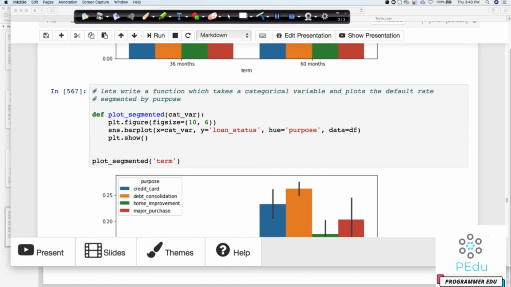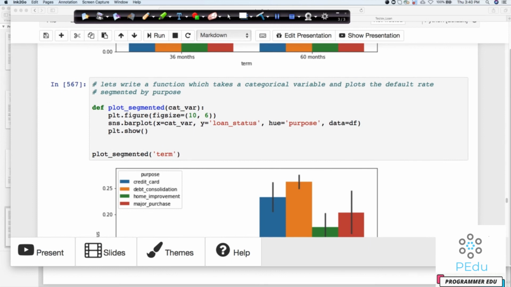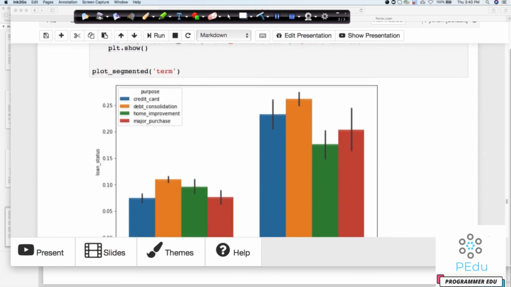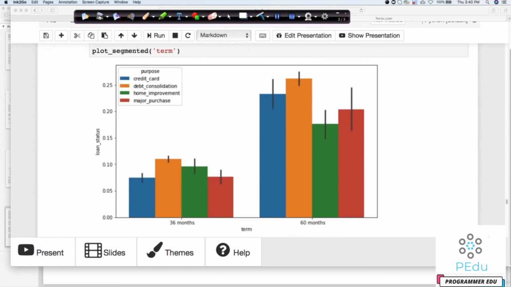Now in order to do this, let's better draw a function, because we don't want to repeat it again and again. So in this function, plot segmented, I'm going to take the categorical variable, and the remaining y loan status and hue purpose are going to remain the same. So we just plotted the same graph for term, just to see whether it's working or not.